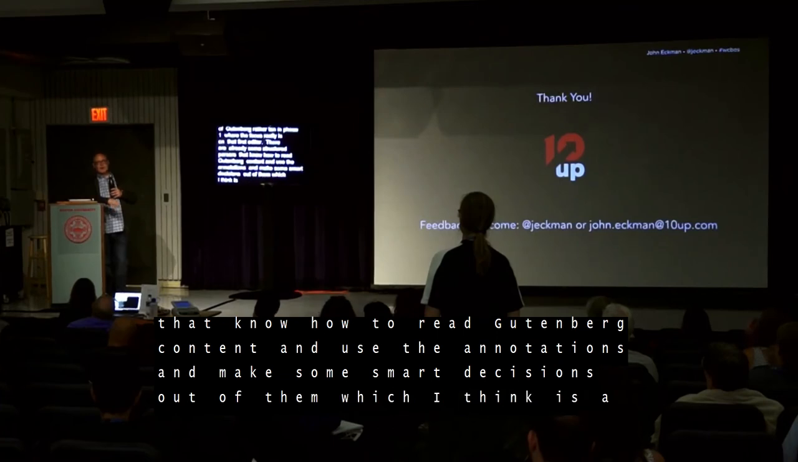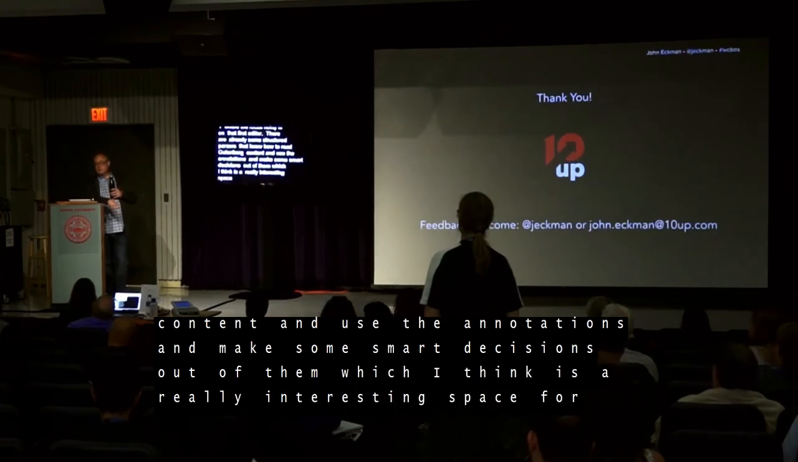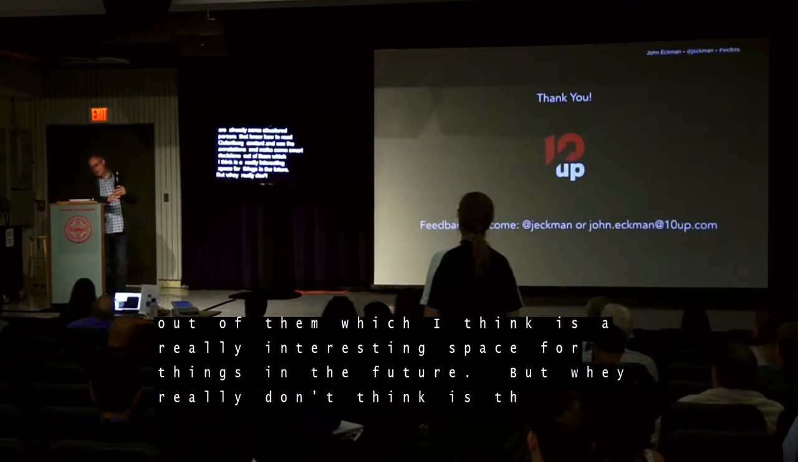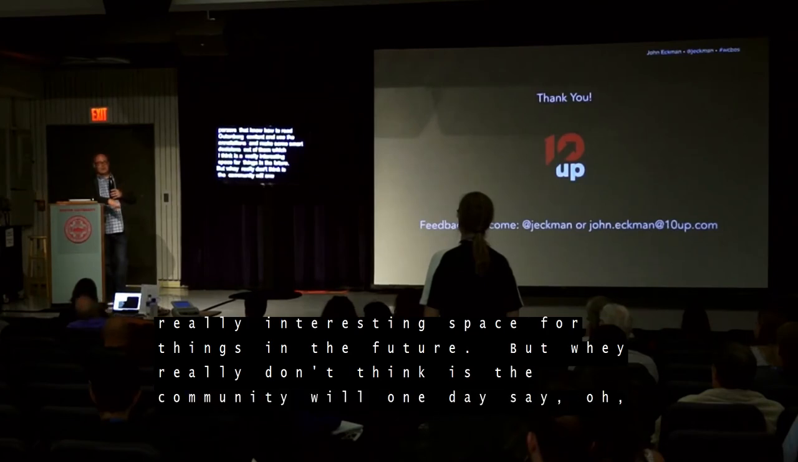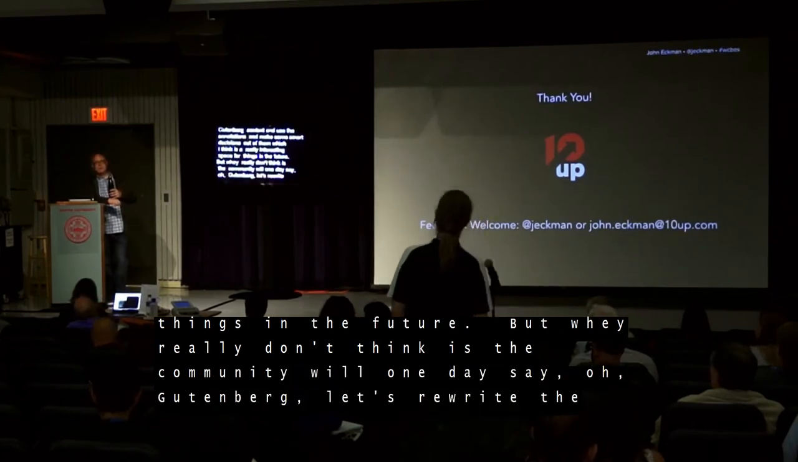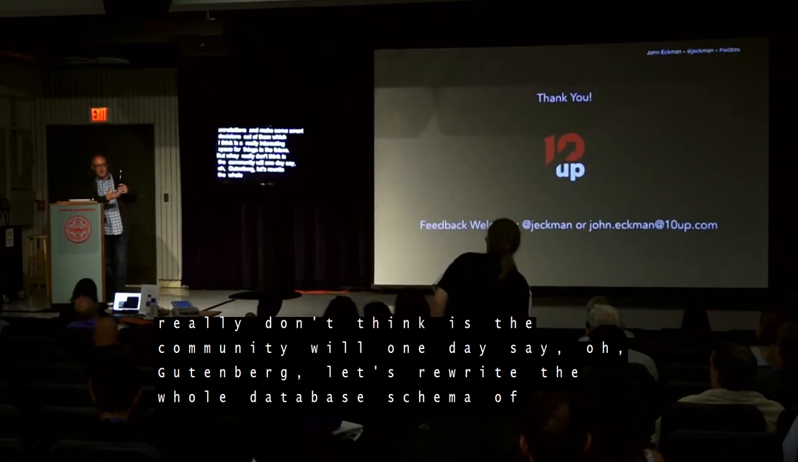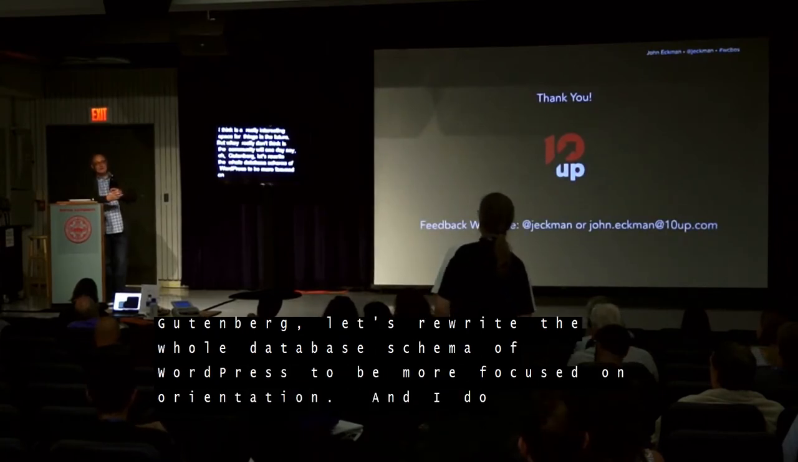What I don't think will happen is the community will one day say, oh, now that we have Gutenberg, let's rewrite the whole database schema of WordPress to be more closely relational and more focused on object orientation, right? And I don't think we should, right? So I think that's the right choice.